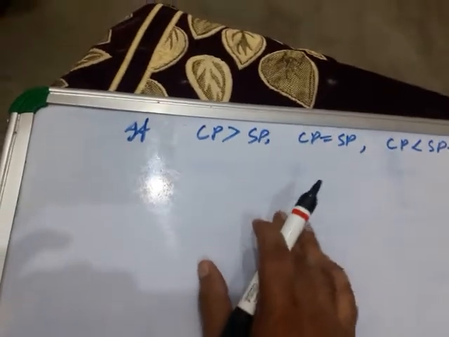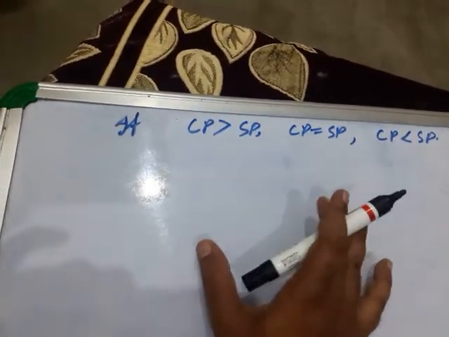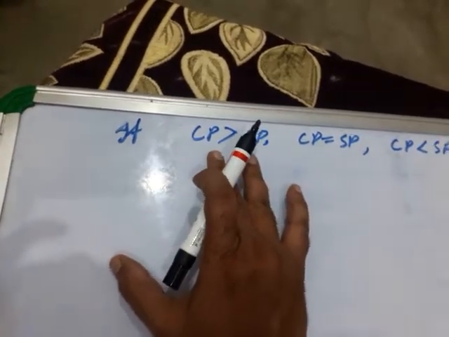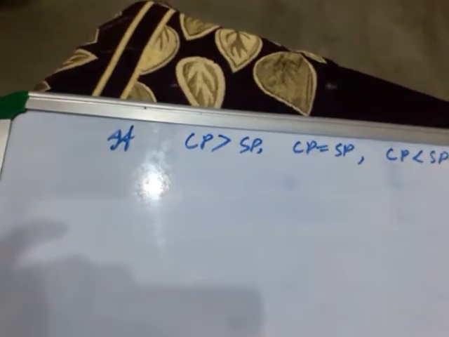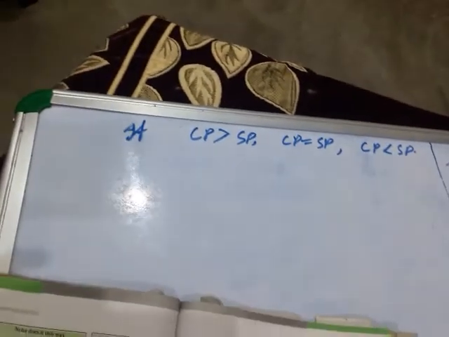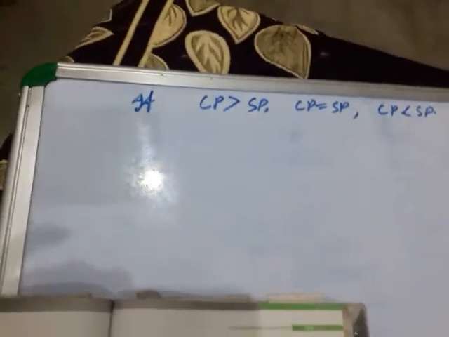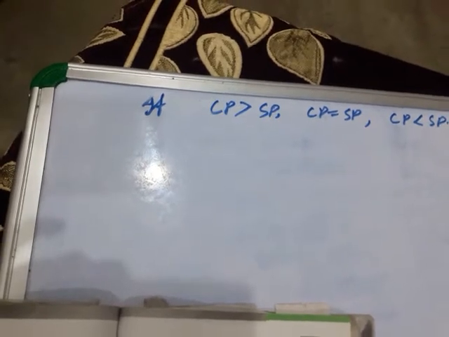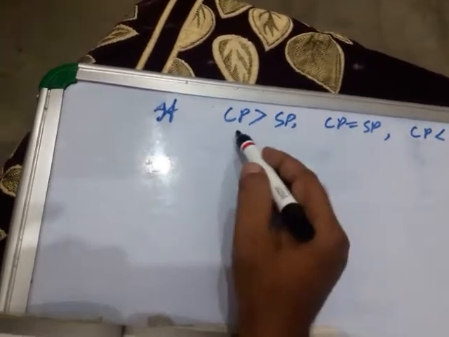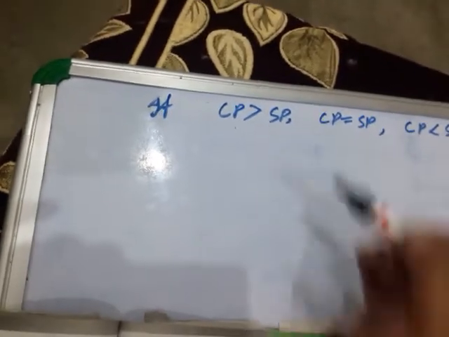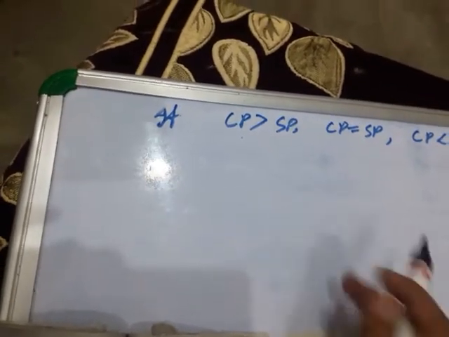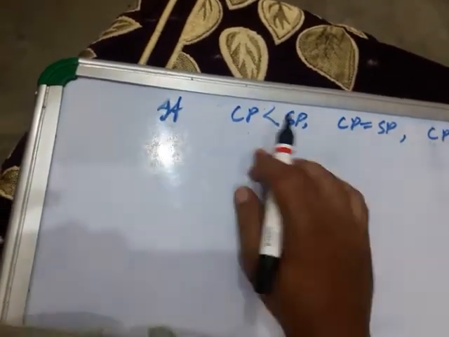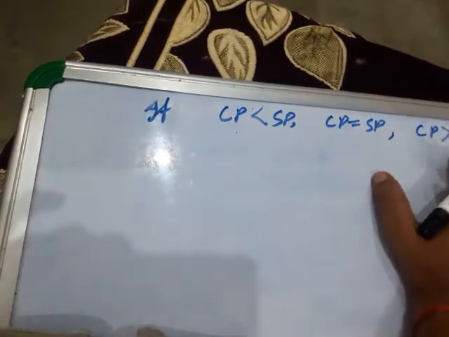Okay children, in buying and selling, three situations are there. CP is greater than SP means the price at which you purchased is greater than the price at which you sold something. If CP is greater than SP, then there will be loss. Okay children, let us write it first. CP is less than SP, CP is equal to SP, and CP is greater than SP.